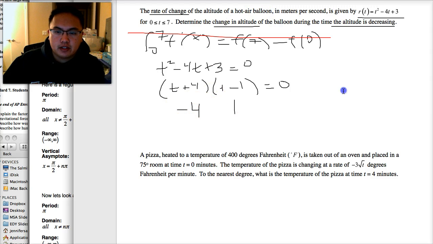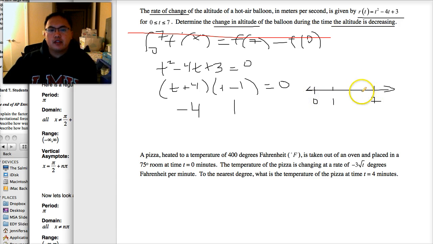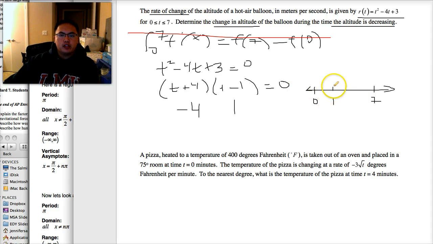So all I really care about, again, I'm going from 0 to 7. Oh, sorry, and 0. So from 0 to 7, I only have one critical number, which is 1. So I need to figure out where this altitude is decreasing.